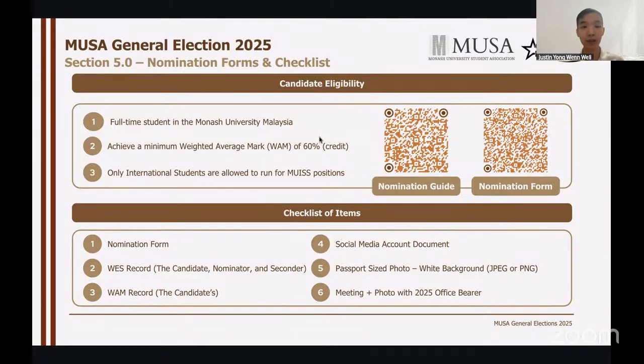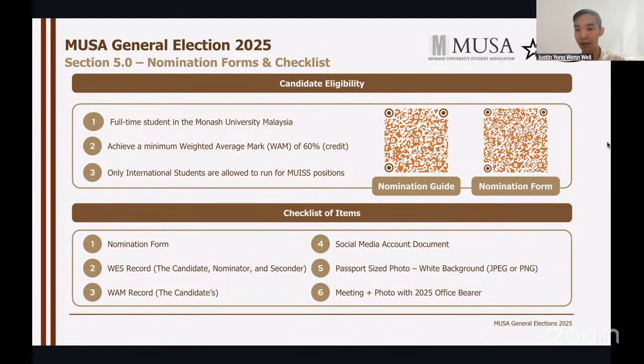First of all, you need to be a full-time student in Monash University Malaysia for the entirety of your tenure. Next, there's a minimum requirement for your WAM score, which is 60%, which is at least a credit. And to reiterate, as Sean mentioned just now, for the MUIS part, international students are only allowed to run for MUIS positions. And same for school representatives, you're only allowed to run for that school if you are from that school.